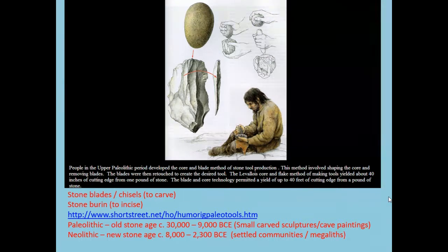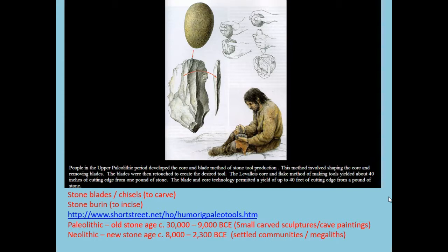We also want to remember a couple other terms here: Paleolithic and Neolithic. Litho means stone. Paleo is old, Neo is new. So Paleolithic is the old Stone Age. That's our oldest examples going back at least 30,000 years ago, looking at things like the cave paintings and the smallest sculptures like the Venus statuettes.